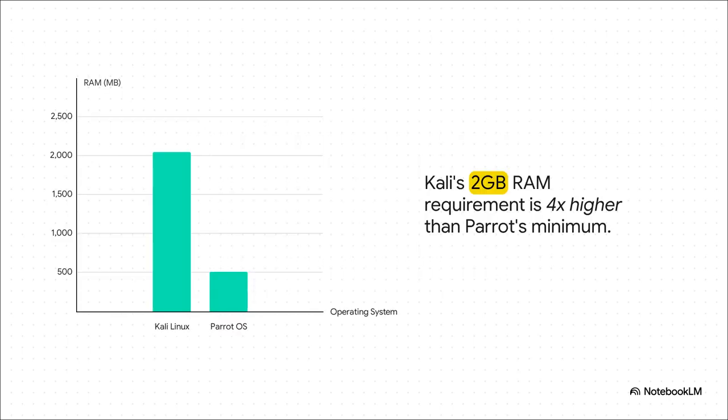And this chart just drives the point home, doesn't it? Kali's 2 GB minimum RAM requirement is 4 times higher than Parrot's. This is the single biggest reason why Parrot has this reputation as such a lightweight OS. If you're thinking about running your pen testing environment on an older laptop, a Raspberry Pi, or maybe a low-resource virtual machine, Parrot is literally built from the ground up to shine in those exact conditions.